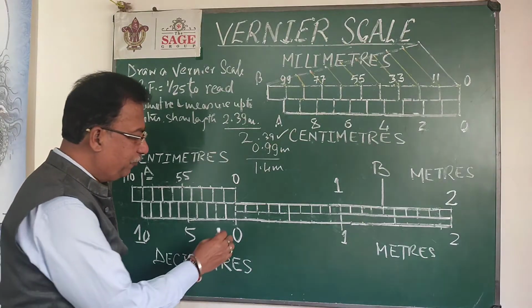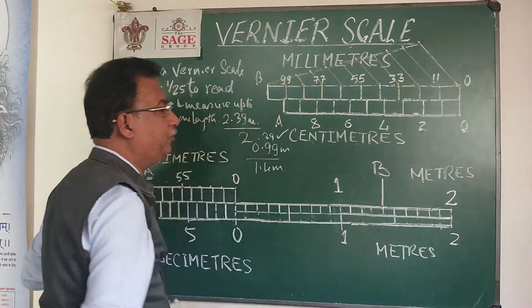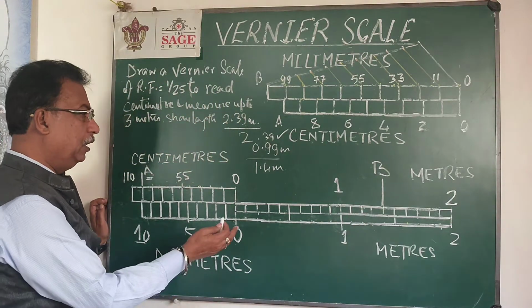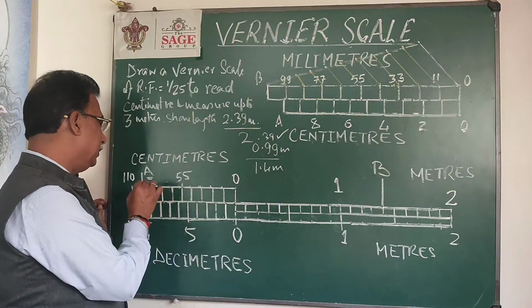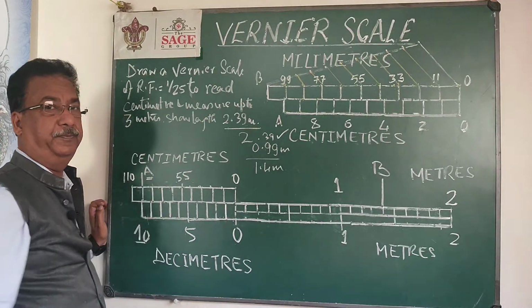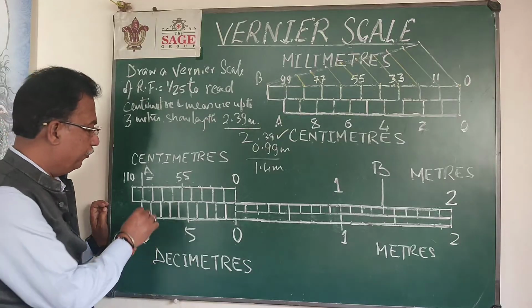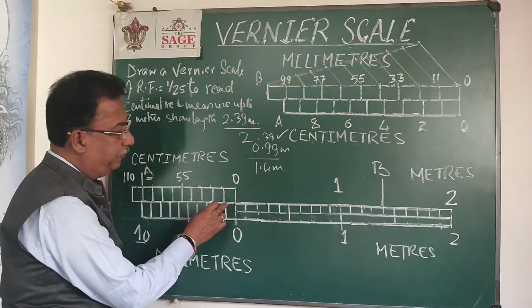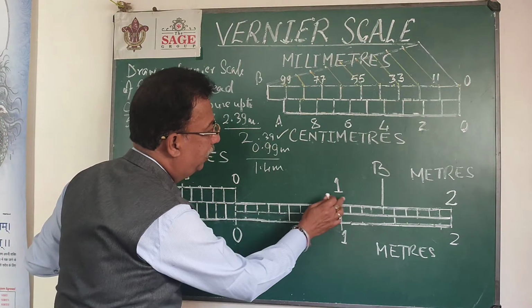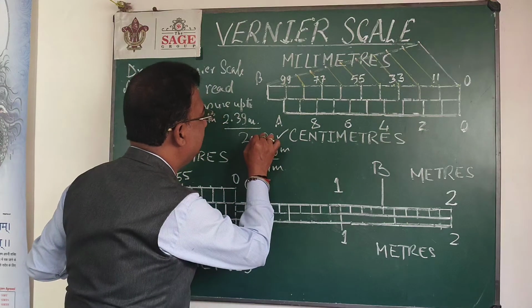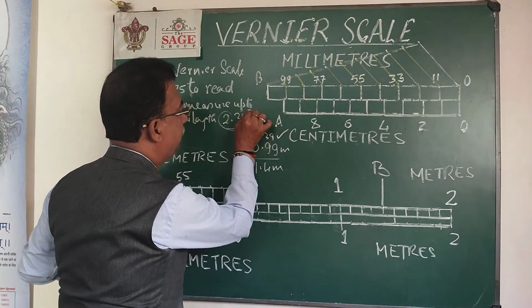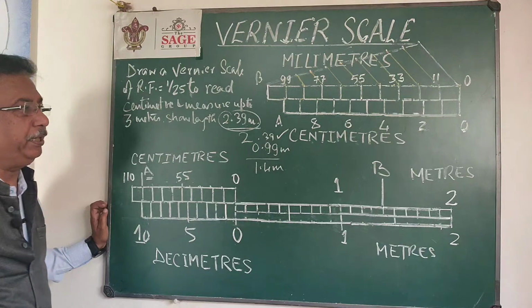Now this is the reason why I have divided all the parts into sub parts, because we have to start measuring from the vernier. So when we start from the vernier, we want divisions in all the parts, so that we can get the required distance. So now this distance will be 2.39 from A to B.